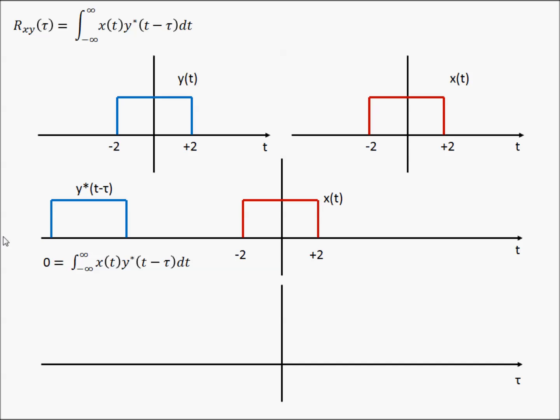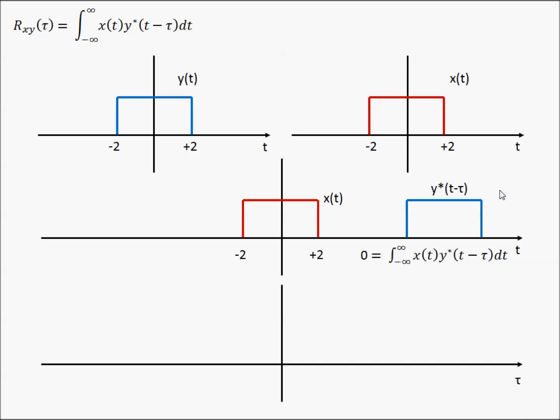So the multiplication of x of t has 0 values out here. Anything times 0 is a 0. So the value of the cross correlation at these locations is 0. Similarly, for large positive values of tau, the value of the integral is 0. The functions do not overlap, so the value of the integral is 0.